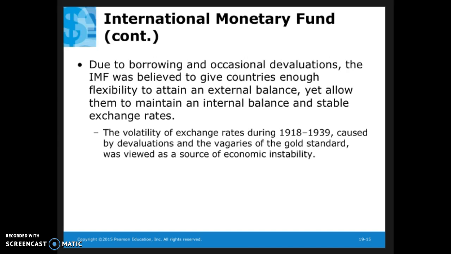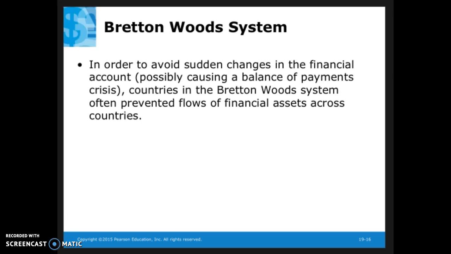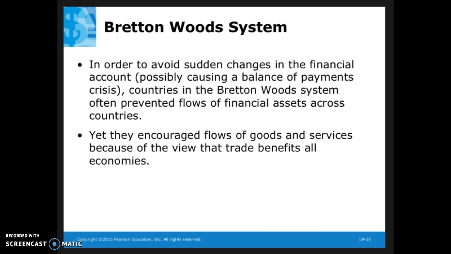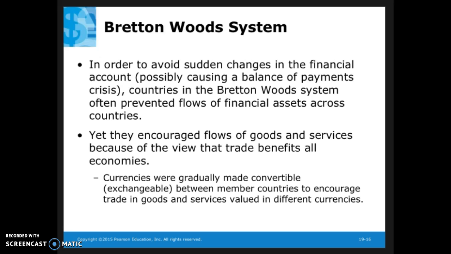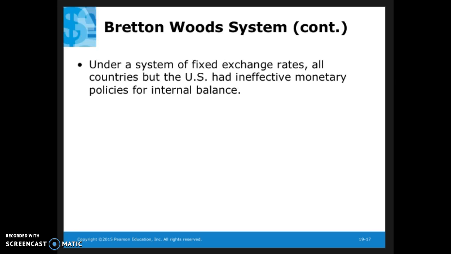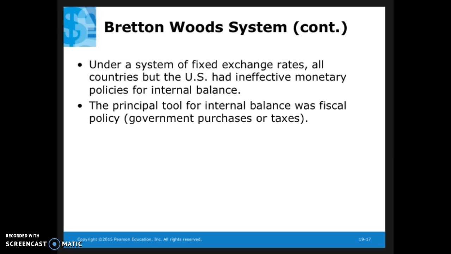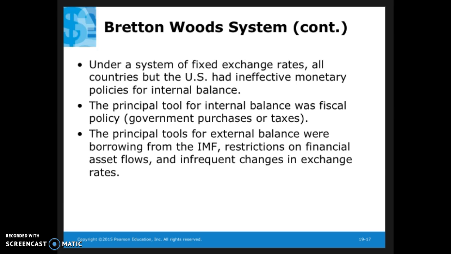The volatility of exchange rates under the gold standard was viewed as a source of economic instability. So, in order to avoid sudden changes in the financial account, countries often prevented flows of financial assets across countries. Yet they encouraged flows of goods and services. Under a system of fixed exchange rates, all countries but the US had ineffective monetary policies. The principal tool for internal balance was fiscal policy. The principal tools for external balance were borrowing from the IMF and restrictions on asset flows.